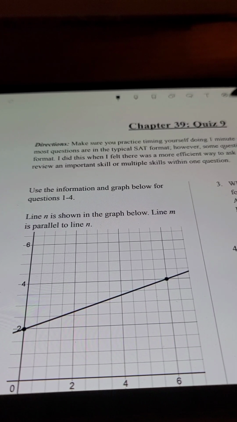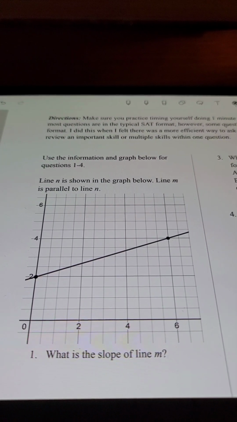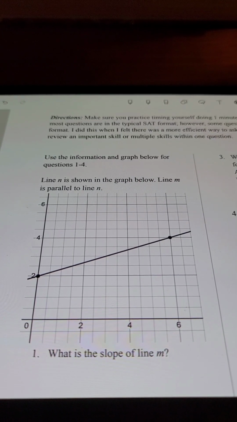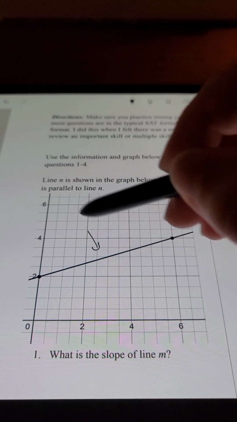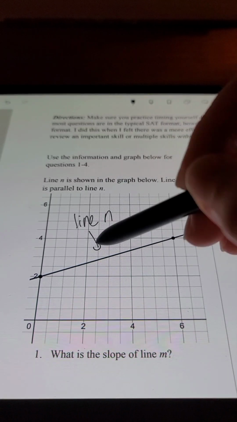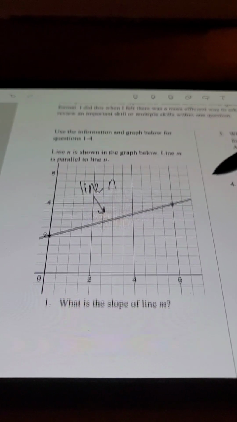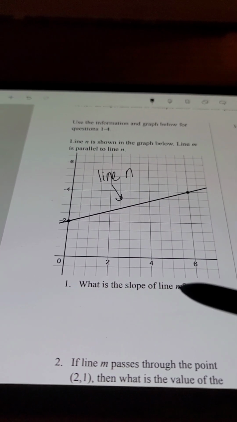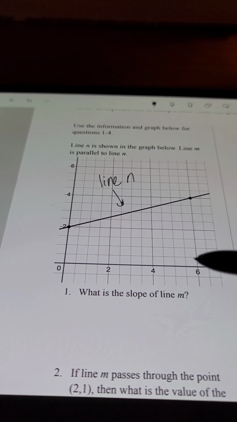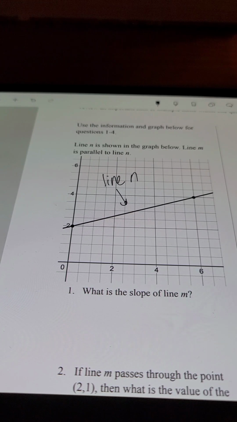So let's get started. For number 1, it says line N is shown in the graph below. Line M is parallel to line N. So this is line N. We want to know, what is the slope of line M? Line M is parallel to line N, which means they have the same slope. So if we find the slope for line N, we know the slope of line M.